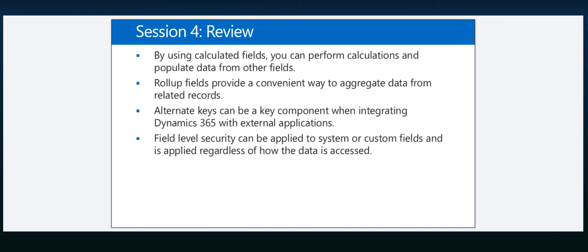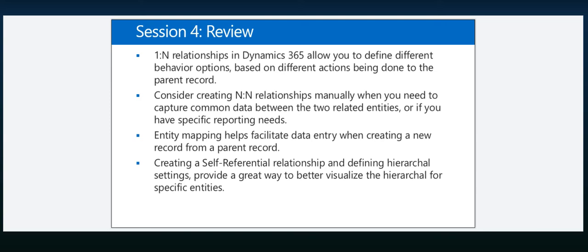All right, so a review here of the items before we get on to the questions. We looked at calculated fields and how you can use calculations to populate data from other fields. We talked about roll-up fields, how they work. We talked about alternate keys and using those. And we looked at field level security and how that applies and how that meshes with the standard security roles. And on the relationships, we looked at the different types of relationships, specifically one-to-many relationships, how you can define the cascading behavior on it, and what kind of different actions you can do with the parent based on what happens with the parent record.